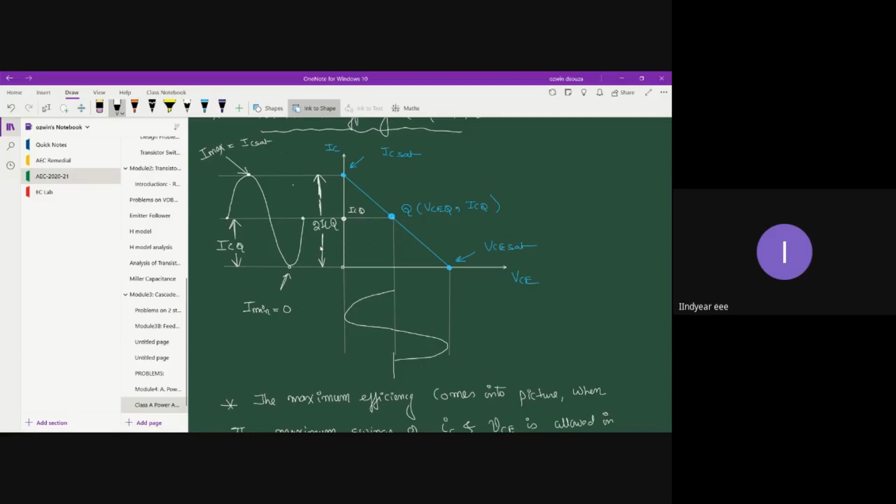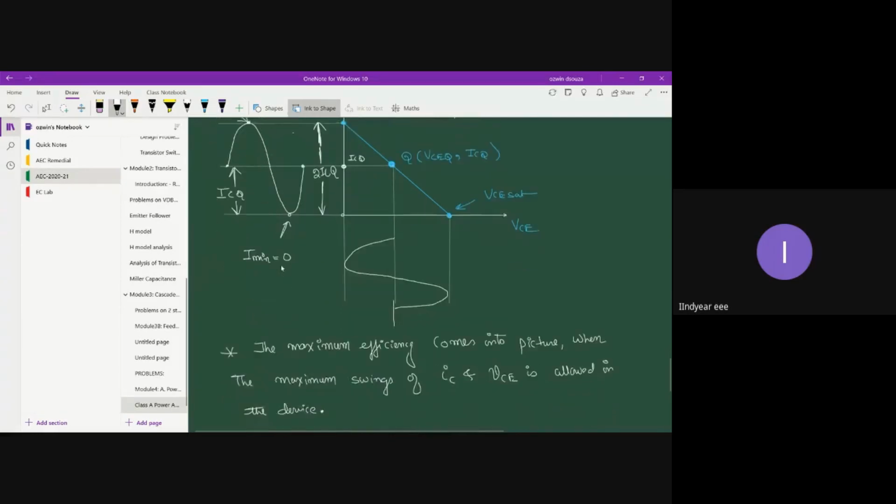So I max is IC saturation, and IC saturation is at 2 times the ICQ level. So let me write, it is 2 ICQ. I hope this is clear. So I max is equal to 2 ICQ and I minimum is equal to 0 amperes.